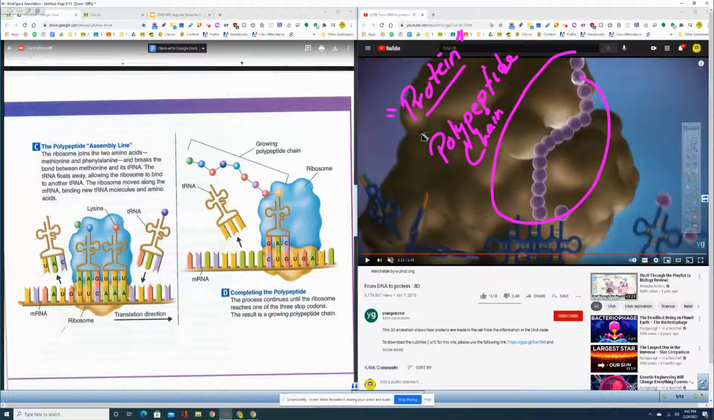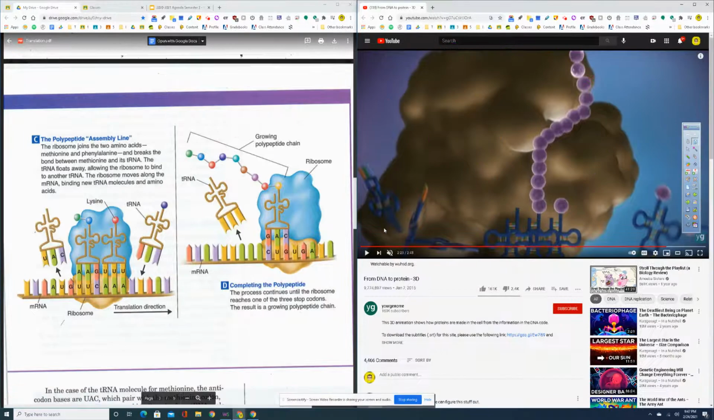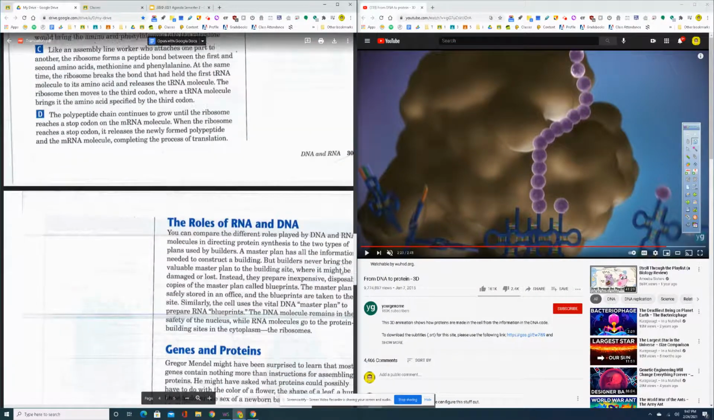But for our class, just think of a protein as a single chain of amino acids, and once this polypeptide chain is completely built, it will get released, and the protein will go do its job. So let's continue with the reading and see where we're at.